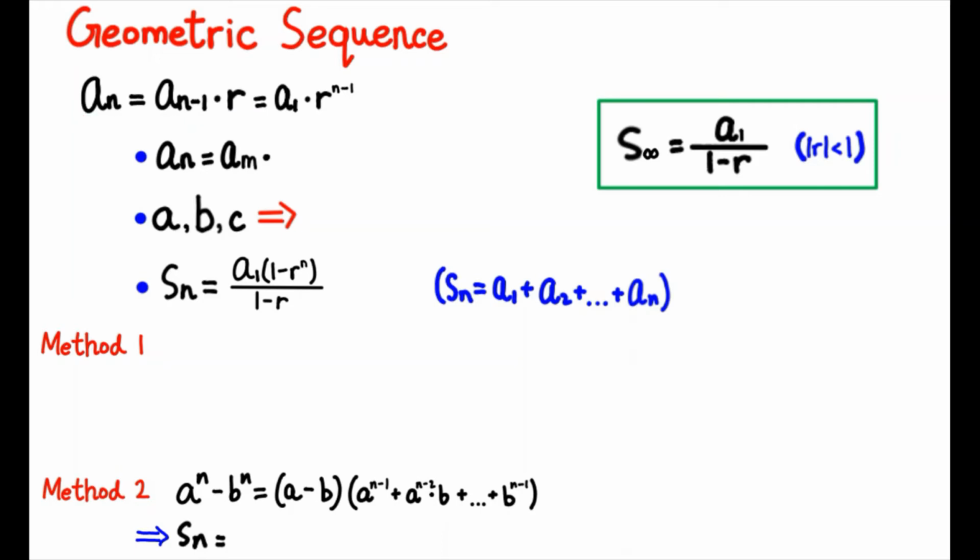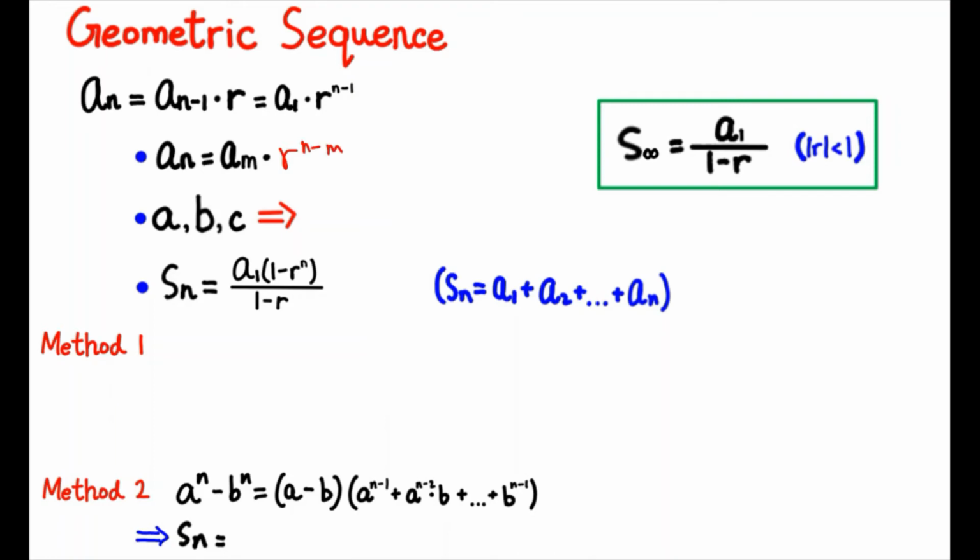This value is also equal to a1 times r to the n minus 1 power. This is also similar to arithmetic sequences, which we discussed in our last video. Now, an is equal to am times, well, similar to arithmetic sequences, r to the n minus m power.